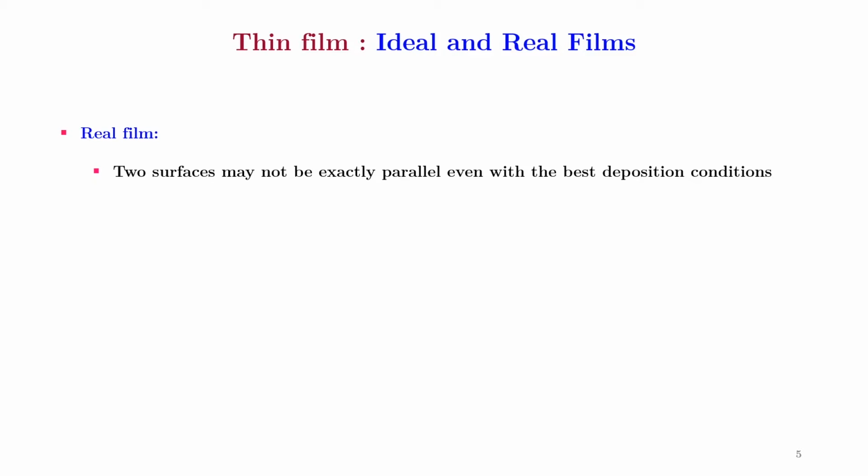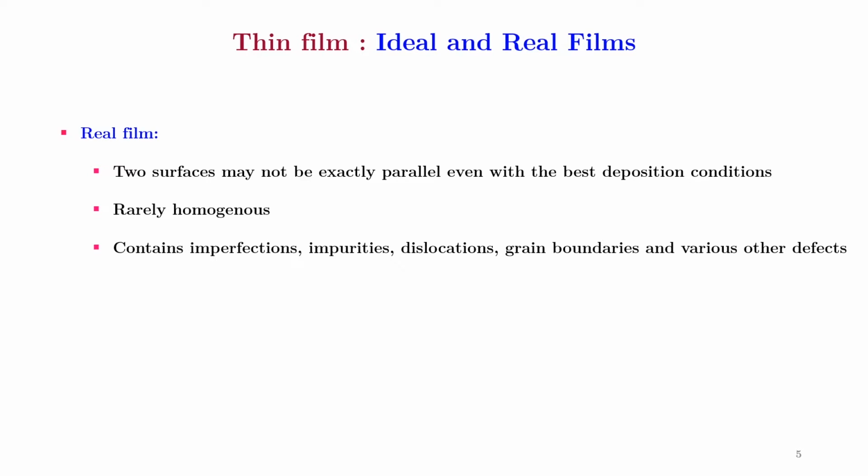Whereas in real films, the two surfaces may not be exactly parallel even with the best deposition conditions. They are rarely homogeneous and may contain imperfections, impurities, dislocations, grain boundaries, and various other defects.